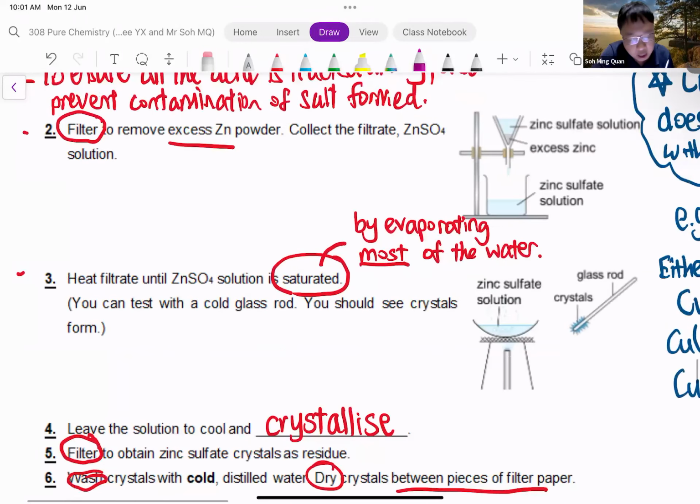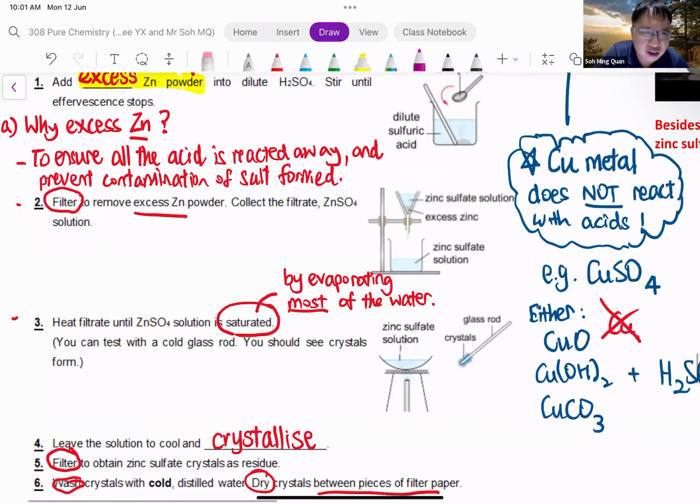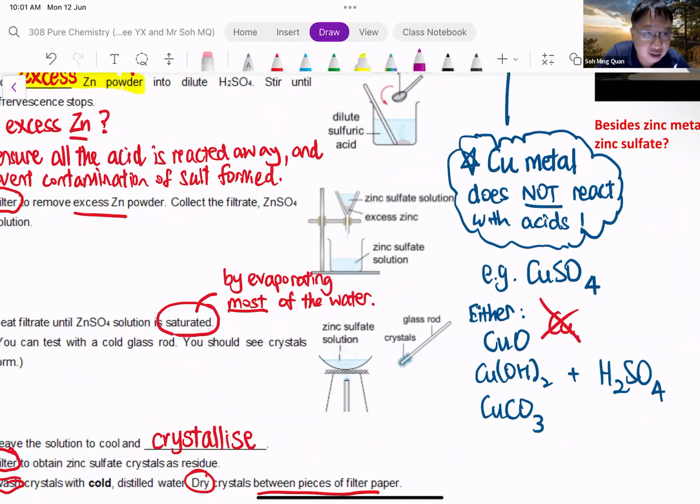Next, why is it that I choose the carbonate instead of the metal? This is because some metals don't react with acids. The metals below hydrogen in the reactivity series do not react with acids. For example, copper. Copper metal is below hydrogen, therefore it doesn't react with acids. So you cannot use excess copper metal to react with sulfuric acid. It wouldn't work. So this is a commonly tested trick. You need to know this. There are some metals that do not react with acids.